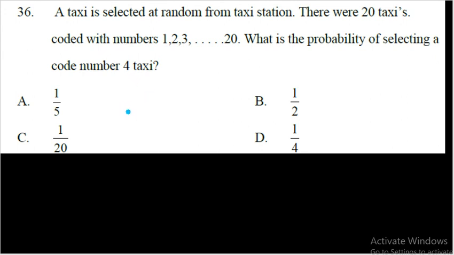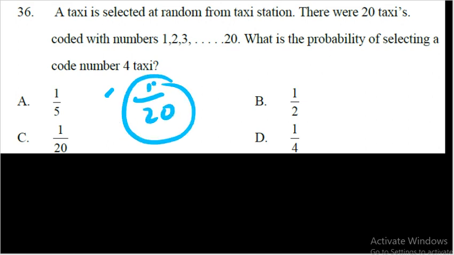So the numbers which are coded for the taxis are 1, 2, 3, and so on. So how many number 4s are there? Just one number 4. So 1 over 20. We don't have another choice, because it says a taxi is selected at random from a taxi station. There were 20 taxis in total, coded with numbers 1, 2, 3, so number 4 exists how many times? Just one time.